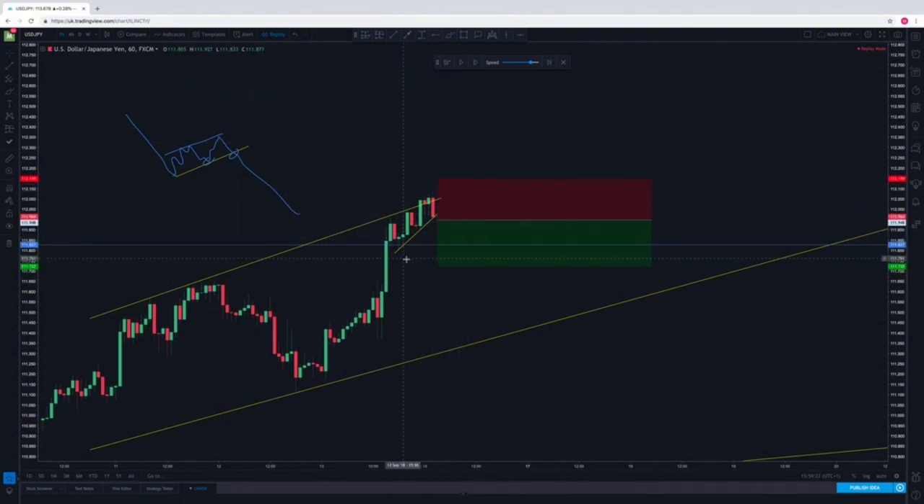Now you can see we have some solid rejections. We have 1, 2, and it's just about to break on the third one. Now that makes sense. That's a higher quality of setup.